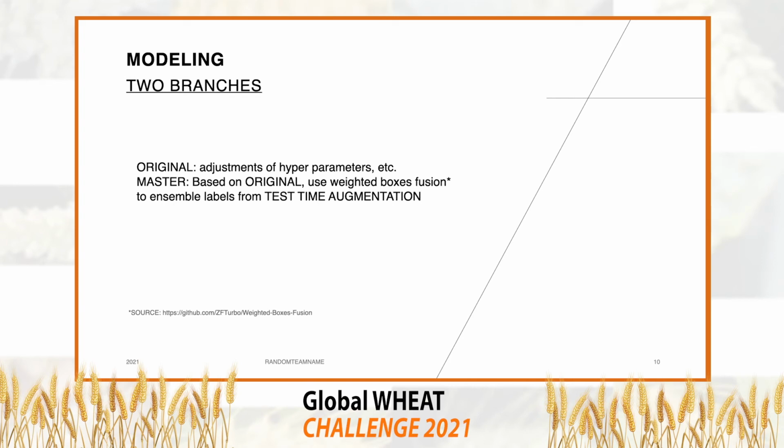We had two branches on our fork of YOLO V5, original and master. The original branch consisted of some basic adjustments, the most significant one being adjustment of hyperparameters, which I will talk more about in the next slide. The master branch was built upon the original branch using weighted boxes fusion to assemble labels from test time augmentation mentioned in the previous slide.